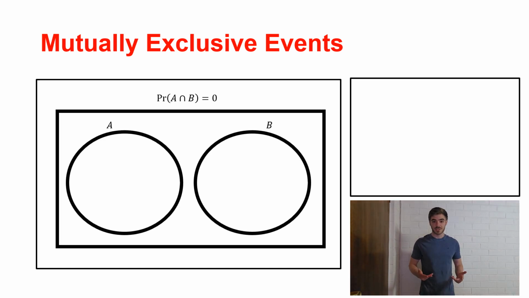A quick example using a deck of cards would be the king and ace. There is no such card that is both a king and an ace. Those two events, king and ace, are mutually exclusive.